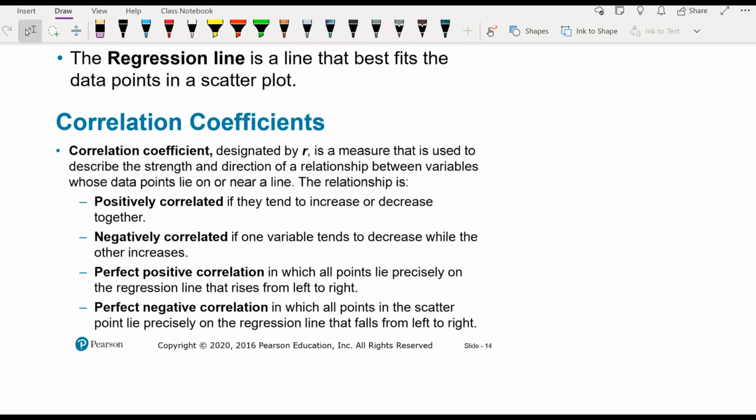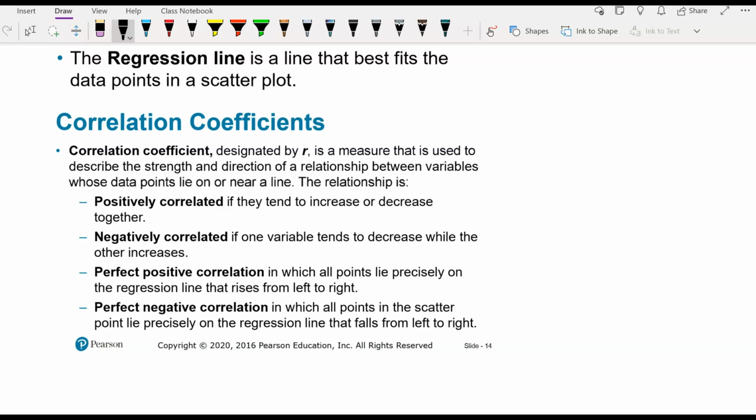All right, correlation coefficients. So the correlation coefficient is designated by R and is a measure that is used to describe the strength and direction of a relationship between variables whose data points lie on or near a line. The relationship is positively correlated if they tend to increase or decrease together. Negatively correlated if one variable tends to decrease while the other increases. Perfect positive correlation is one in which all points lie precisely on the regression line that rises from left to right.